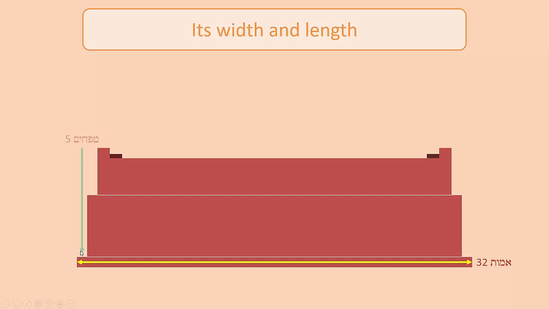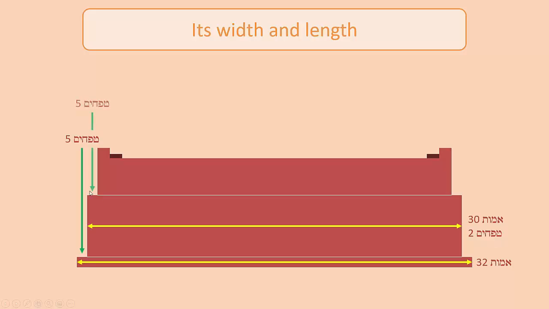Now, the Yesod itself went in 5 tfachim, which is a tefach less than an amma, because an amma is 6 tfachim. So that means what's left over here is 30 amas and 2 tfachim, because we go down almost an amma on each side, which would be 30 amas, but it's minus 1 tefach, so there's an extra 2 tfachim. And then we move on to the soiviv over here.